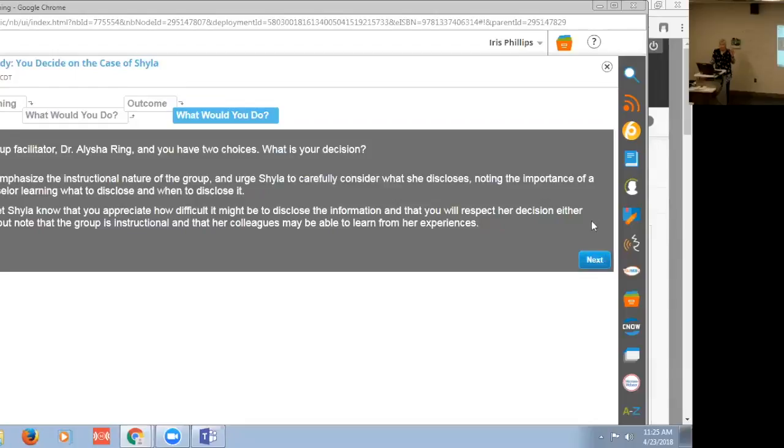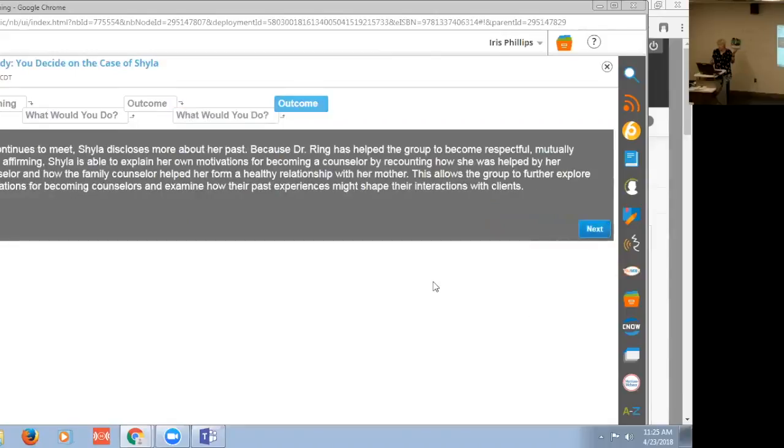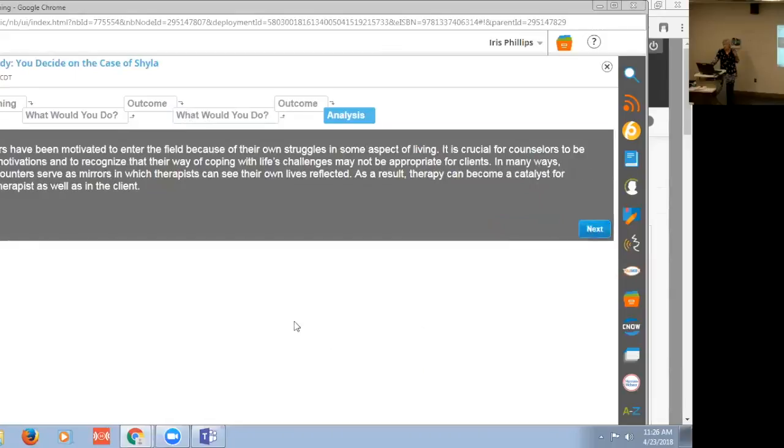So I'm the group facilitator, and I'm going to go with respecting her decision. I'm going to let her make up her mind. Right now I'm looking at the outcome. It gives me some positive. This allows the group to further explore. They set me up with an analysis to be able to reflect on this and what my decisions were.